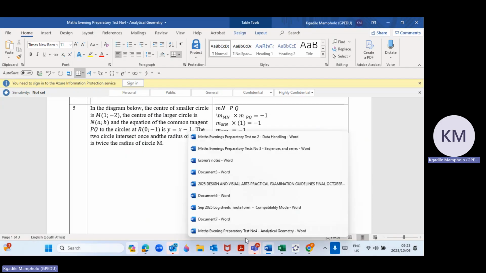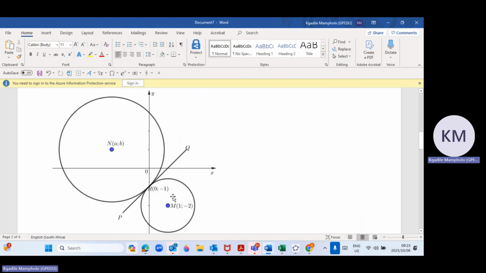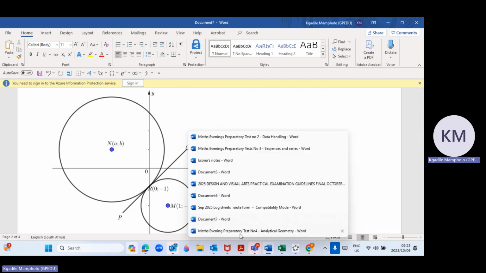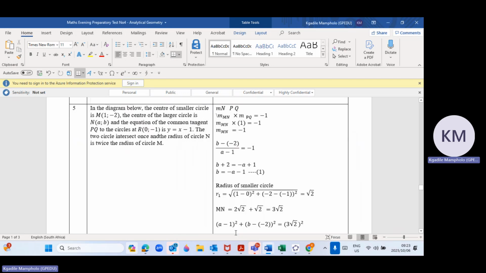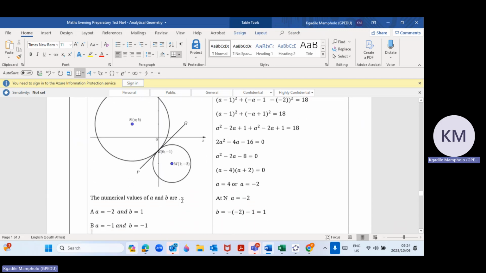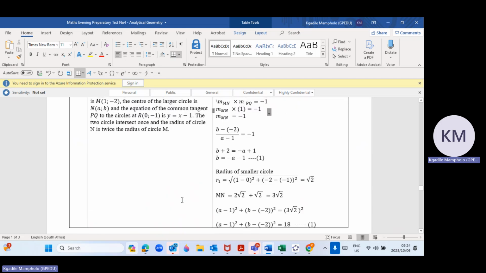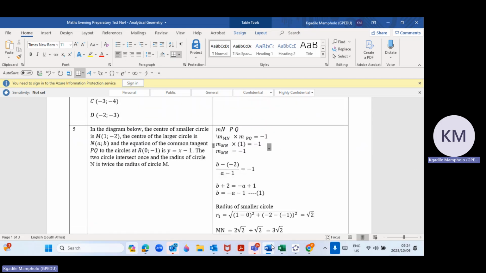Let's see whether you have that. You see R is here. The equation of the tangent is given. Now, the two circles intersect once, and the radius of the circle N is twice the radius of circle M. So now the question says find the values of a and b. Now let me just bring this to your attention.